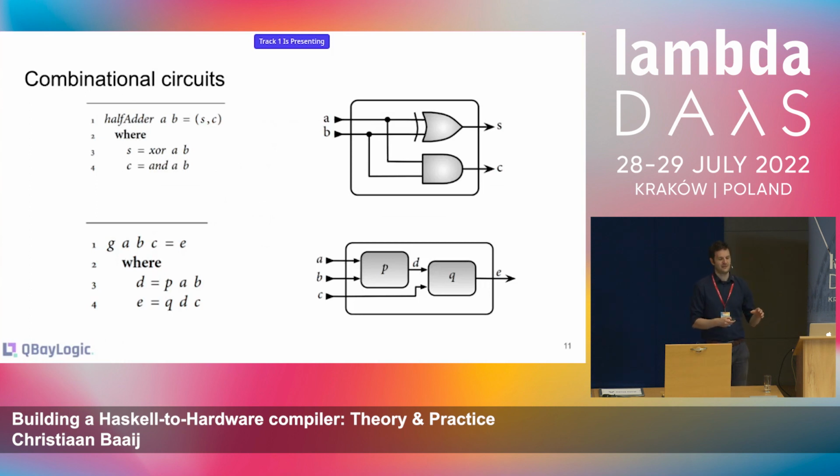So on the left-hand side, we have our half adder. It's a very basic circuit that can add 2 bits. So we have the 2 input bits, A and B, and we produce the sum and the carry, where the sum is defined by the exclusive OR of the 2 input bits, and the carry is defined by the conjunction, or logical AND, or binary AND, of A and B.